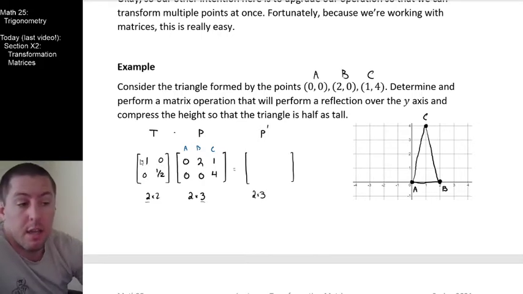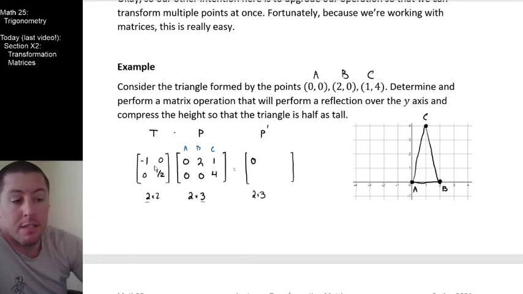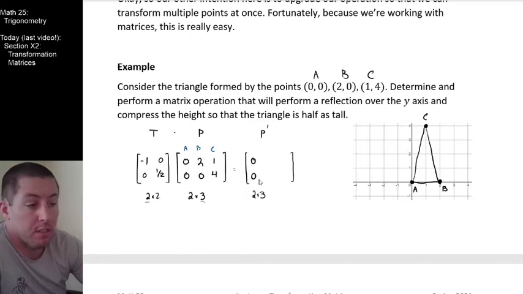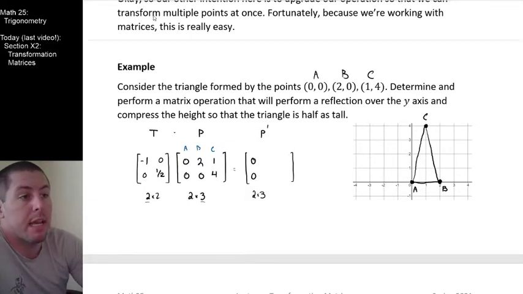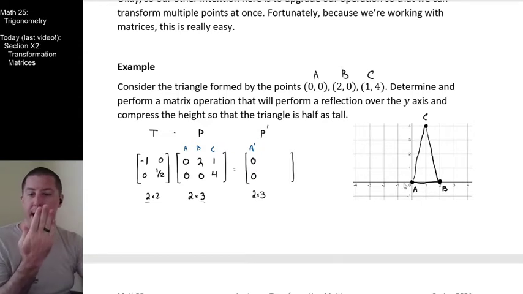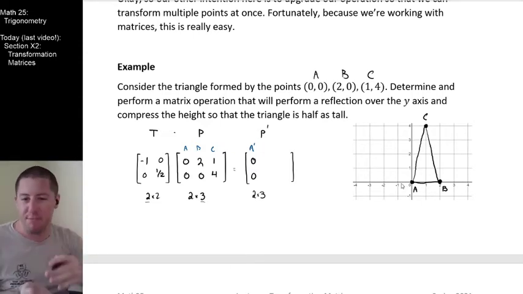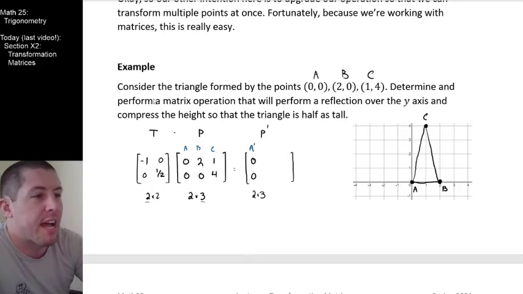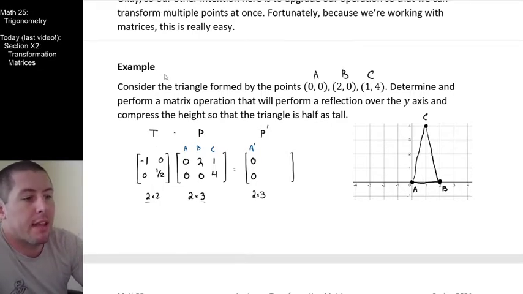So the first one is easy. Negative 1, 0, dotted with 0, 0. Anytime you dot something with 0, 0, you're going to get back 0. Similarly, notice if I do second row, first column, we're again dotting with 0, 0. So I'm also going to get another 0 here. That says to me that it seems like A did not move, and that makes sense because the point at 0, 0, if you reflect it over the y-axis, it stays still. If you only keep half of its height, that was 0, so we still got 0.